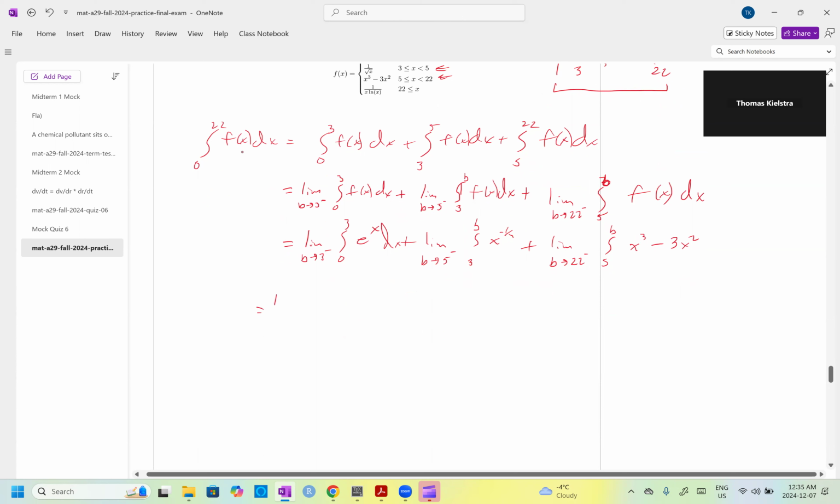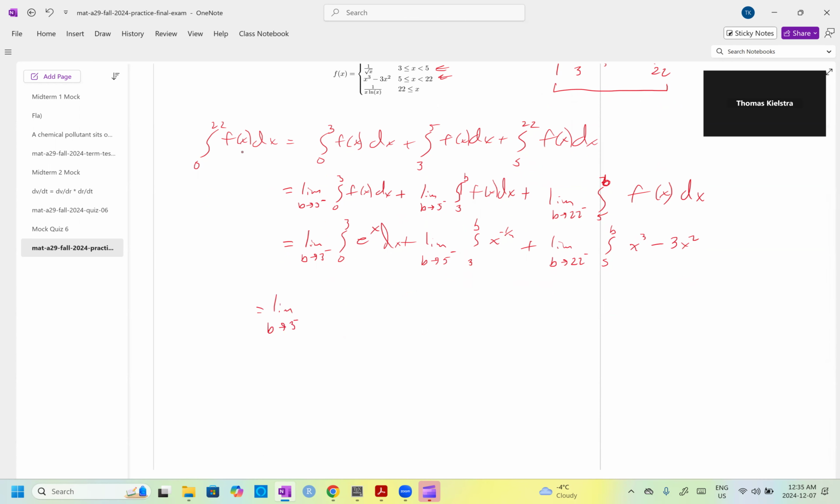This equals the limit as b approaches 3 from the negative side of e to the x evaluated at x equals 0 to b, plus the limit as b approaches 5 from the negative side of x to the 1/2 over 1/2 evaluated at x equals 3 to b, plus the limit as b approaches 22 from the negative side of x to the 4 over 4 minus x cubed evaluated at x equals 5 to b.